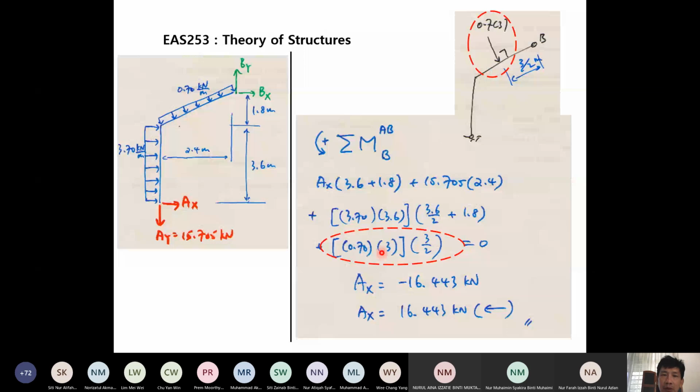So multiplied with the force, you get finally AX negative 16, and the correct direction is not to the right but to the left with the magnitude 16.443. So that is how we get AY and how we get AX.